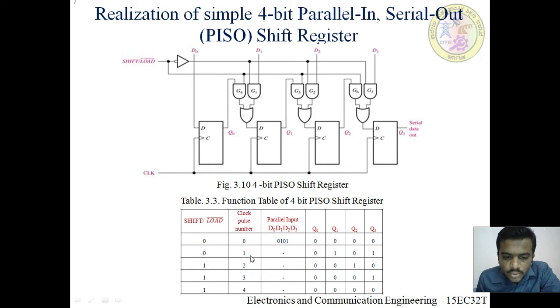After the first clock pulse, the last bit of the input binary value, that is binary 1, will be shifted out of the shift register. After the second clock pulse, the next LSB bit, binary 0, will be shifted out of the shift register. After the third clock pulse, the next binary input value, that is binary 1, will shift out of the shift register. After the fourth clock pulse, the MSB bit, that is binary 0, will shift out of the shift register.